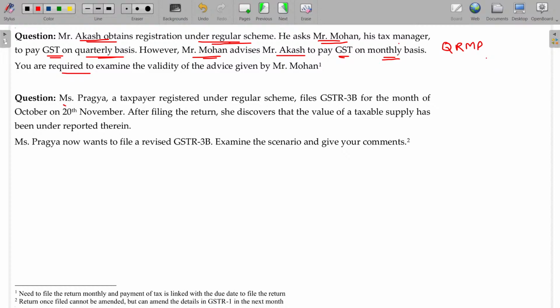Okay. Ms. Pragya, a taxpayer registered under regular scheme, files GSTR 3B for the month of October on 20th November. Correct. After filing the return, she discovers that the value of the taxable supply has been underreported. What can she do? She can fill the amendment table in the next reporting date. So while filing the GSTR 3B on 20th December, she can go for rectifying using the amendment table.